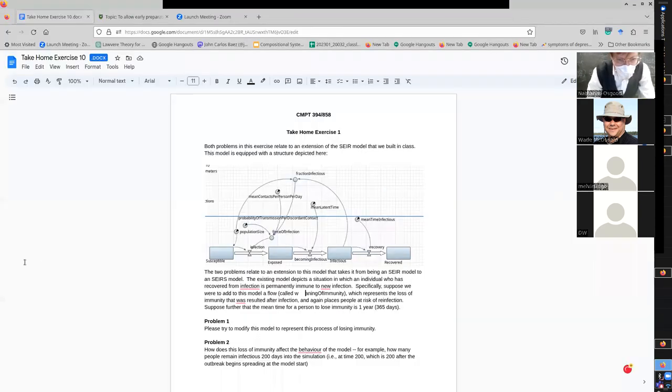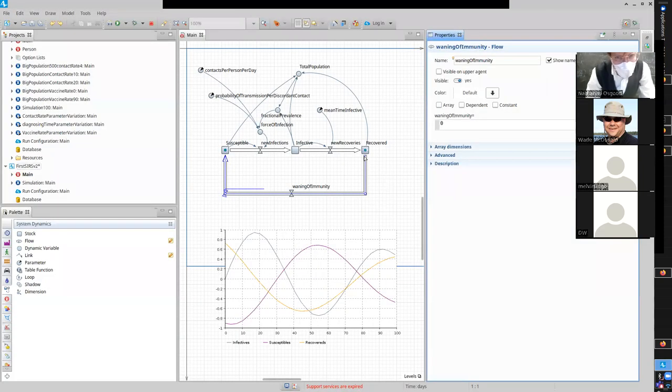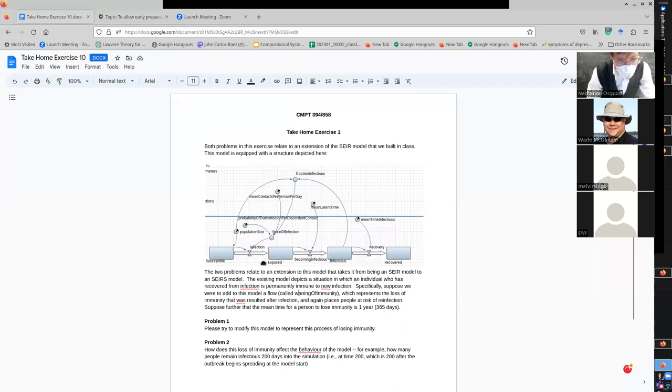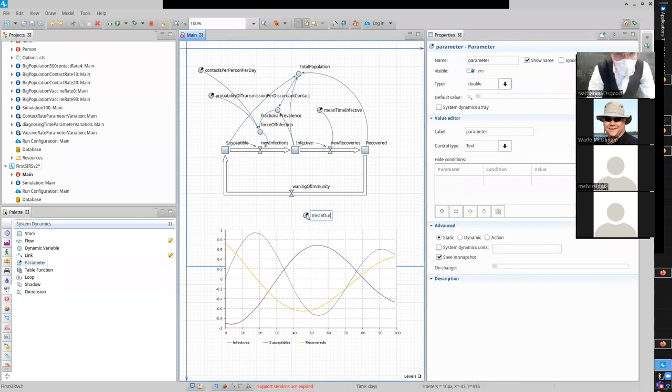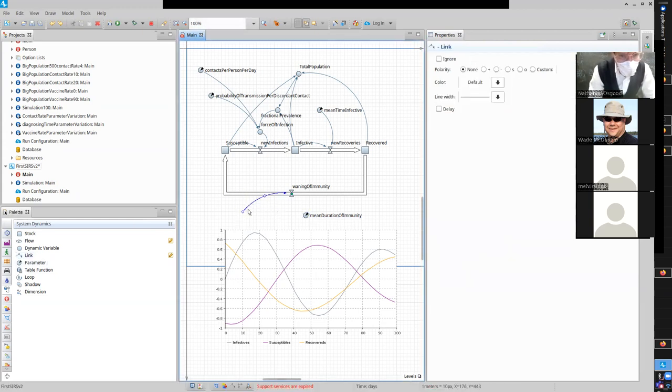So what does waning of immunity depend on? Anyone? Okay, recovered, and what else? Duration of immunity, exactly. So we need some variable that's like mean time to lose immunity, something like that. So we could call it mean duration of immunity. Kind of nice, rather than talk about mean time, we could just say duration, which implies time. There we go. And what else does it depend on? What else must it depend on? Yeah, recovered, because there's nobody who's going to lose immunity unless there are recovered people to lose it, right?